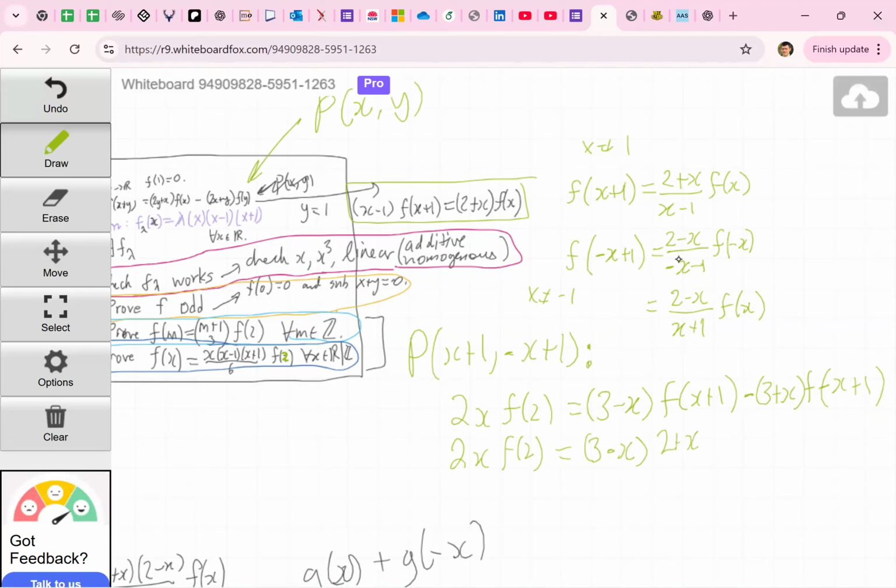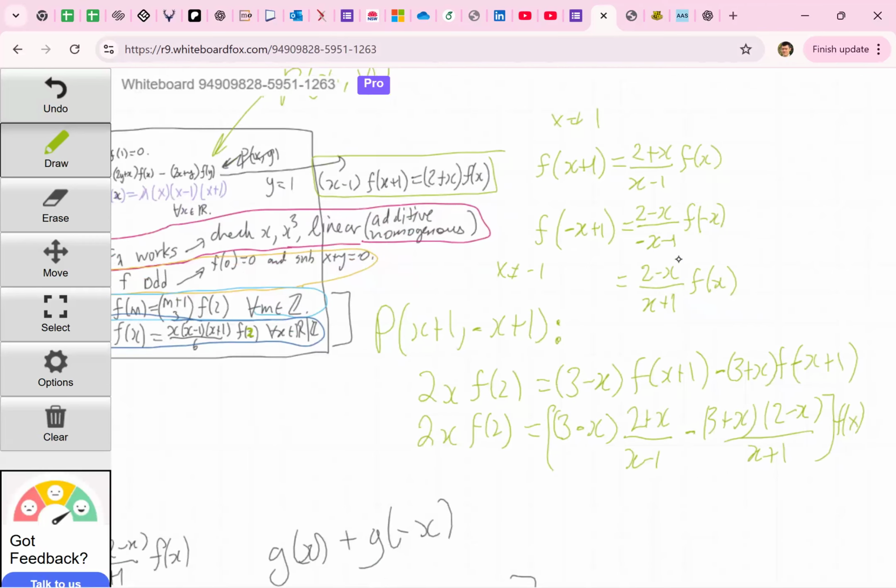2 plus x on x minus 1 minus 3 plus x, 2 minus x on x plus 1. Alright. Yeah, I guess you're right, Kurt. So we don't have to say anything except for x is not 1 or negative 1, but we already know what happens for them anyway, so it doesn't really matter, right? We know they're both 0, you know?